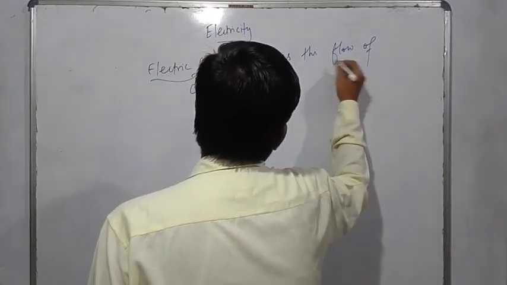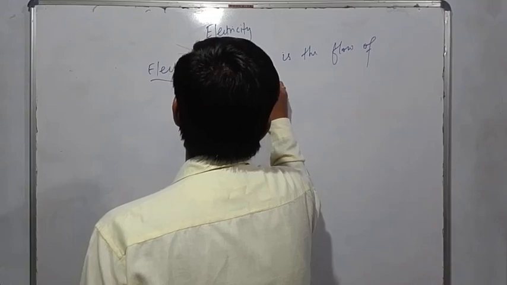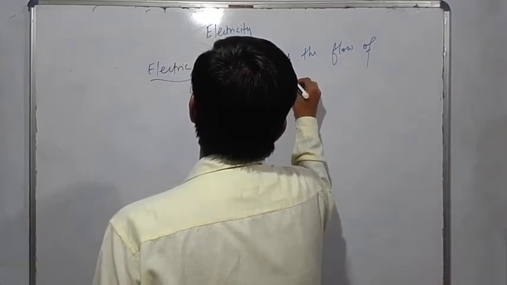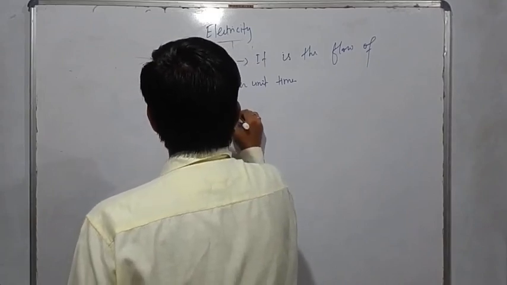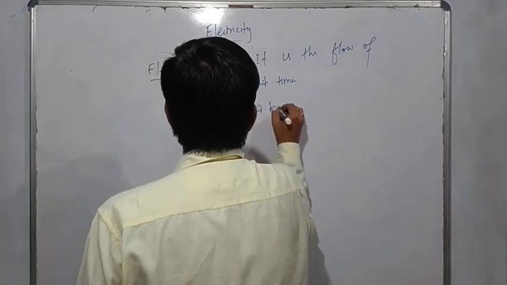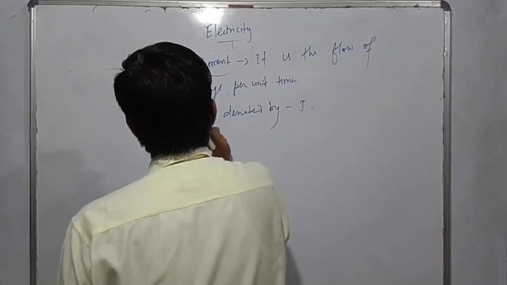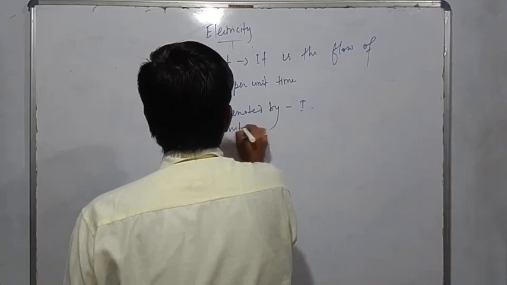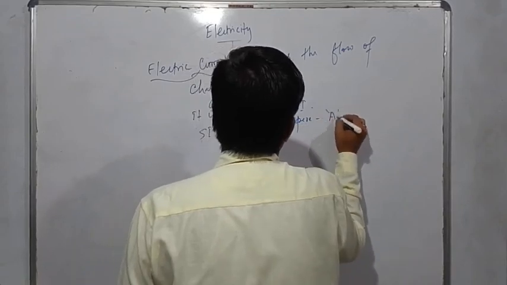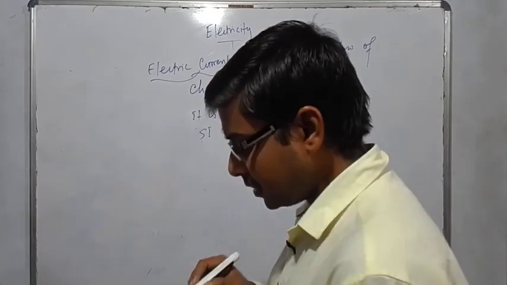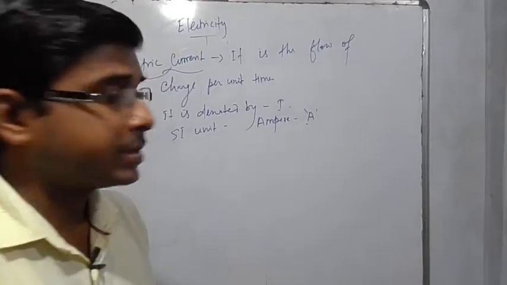It is the rate of flow of charge. It is the flow of charge per unit time. It is denoted by capital I. Its SI unit is ampere, which is denoted by capital A. The definition of current is that it is the flow of charge per unit time.